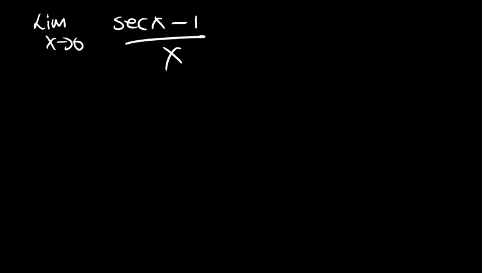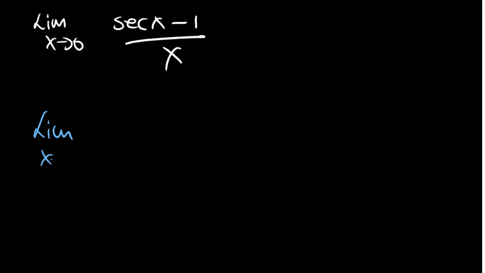Let's try to see what we can have. In a case where you may consider the limit as x approaches 0 of secant of x minus 1 over x, in case I ask you to determine such a limit. So we've come up with two identities already that you need to be familiar with.